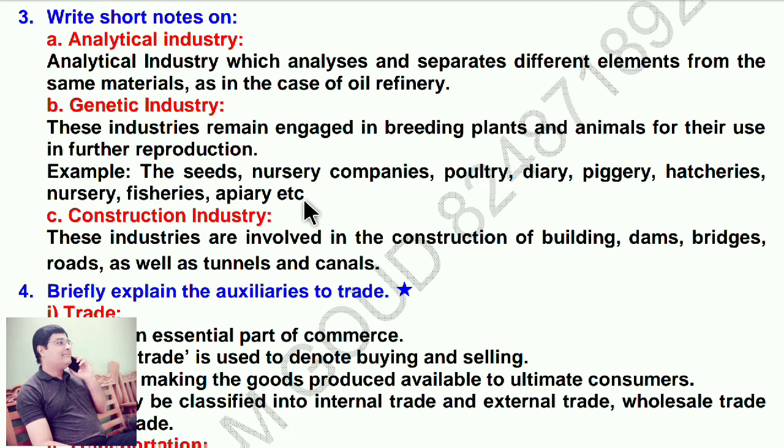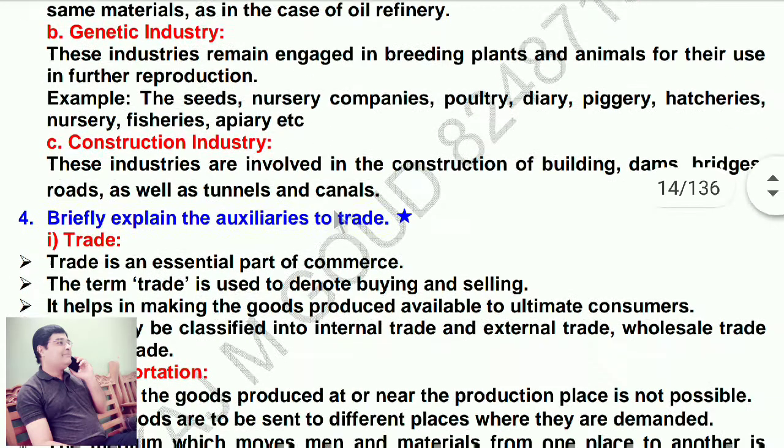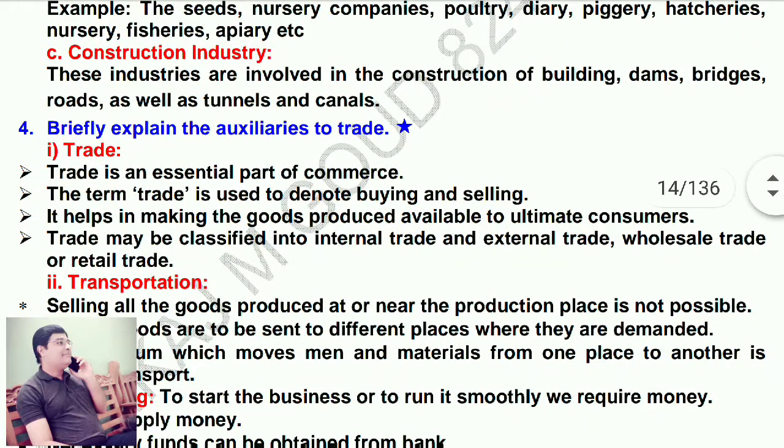It means anything related to breeding of plants and animals comes under genetic industries. Oil refinery comes under analytical industries. Construction means building or constructing. These industries are involved in the construction of buildings, dams, bridges, roads, as well as tunnels and canals.